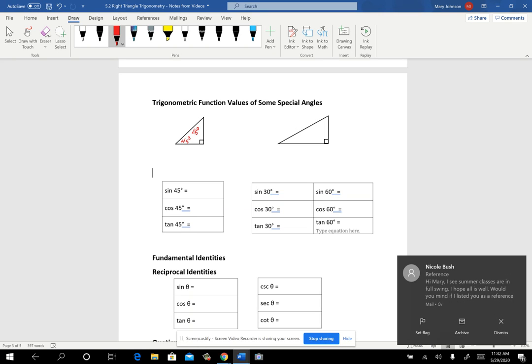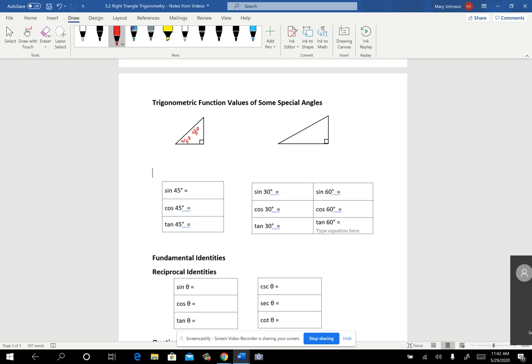And so we're going to be able to look at the special relationship that holds true for any 45, 45, 90 degree triangle, okay? So a lot of times we call it that, a 45, 45, 90 degree triangle.